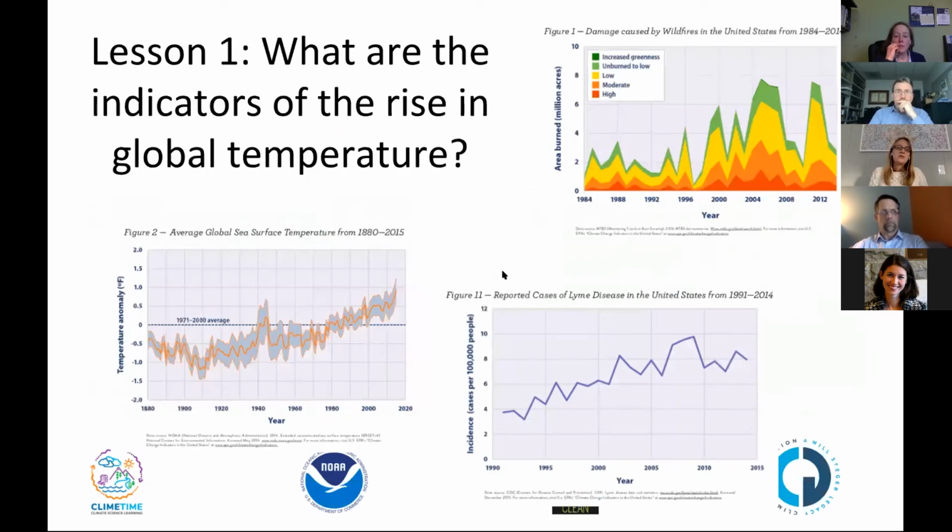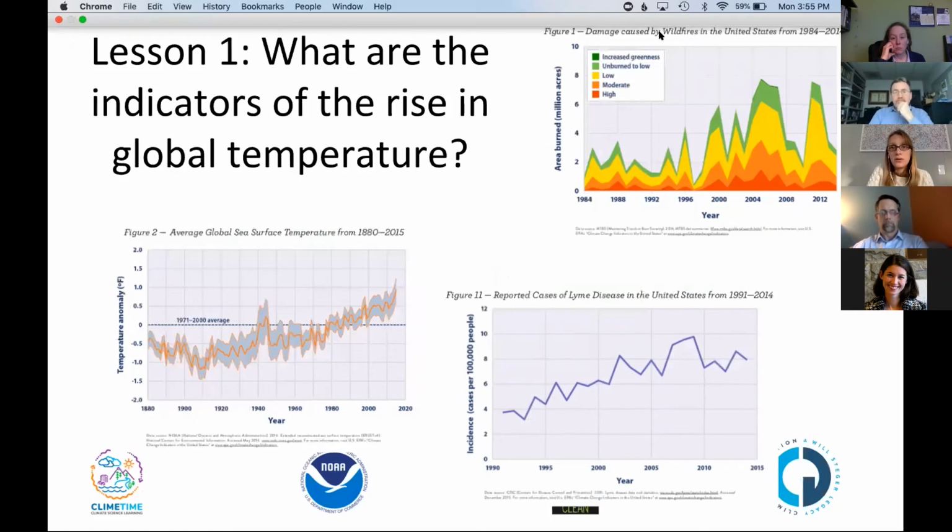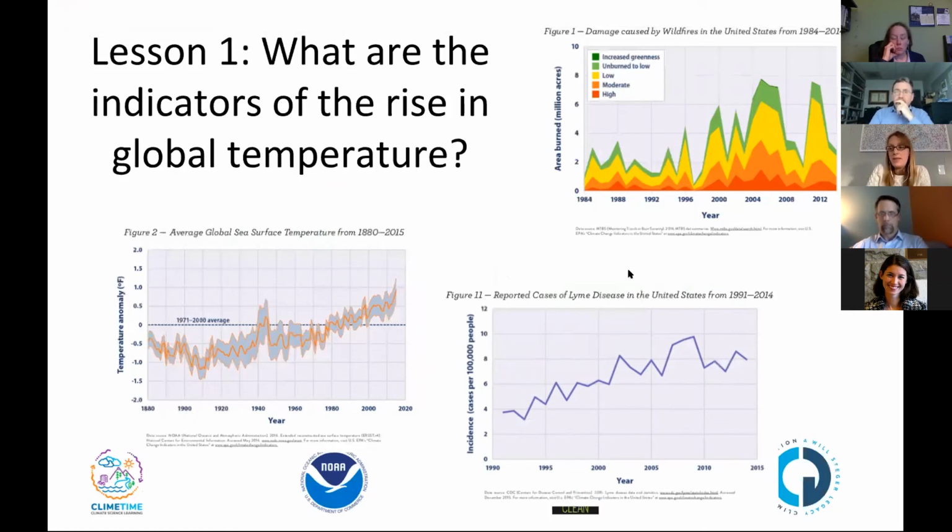The rest of the lesson goes into the indicators of the rise in global temperature. Students are handed out pictures very similar to pictures that Ben Santer presented, looking at some of those indicators of what is causing the rise in global temperature versus just looking at a temperature graph. Here, looking at damage caused by wildfires and Lyme's disease cases increasing. Students then use that information to answer some questions about the quality of the information and to understand what the data is showing.